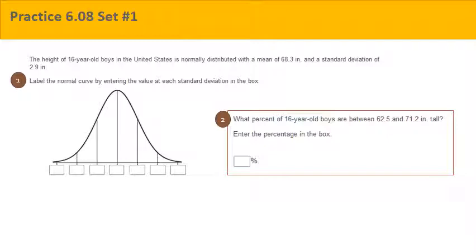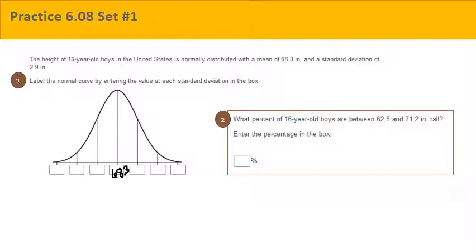So what this means is that in the center, you label the curve, entering the value of each standard deviation in the box. So at the center, we're going to put our mean, 68.3, and then you're going to add 2.9 going up because that's each standard deviation. Then you're going to subtract going down. So let me get my calculator.